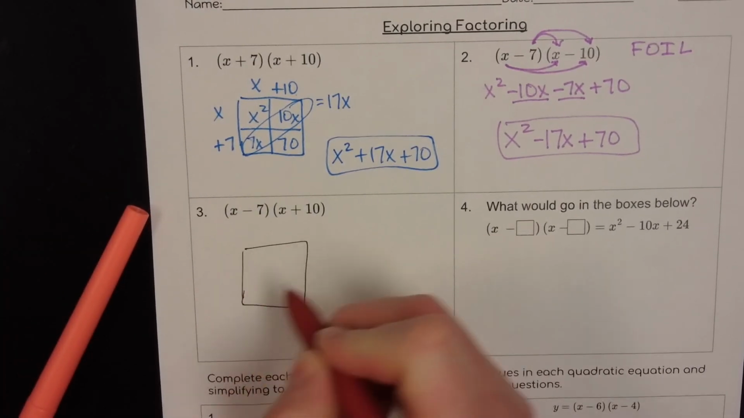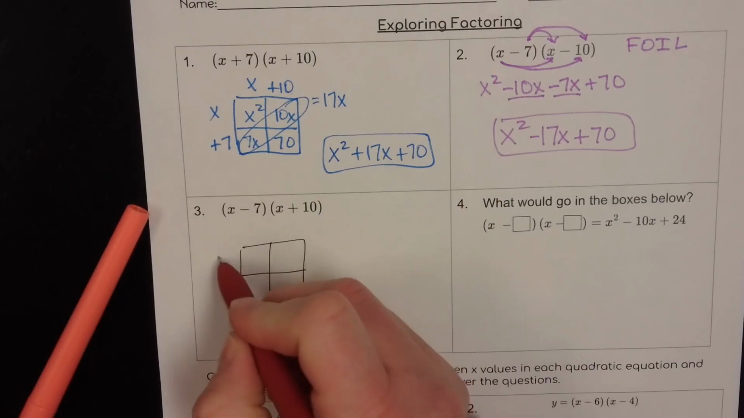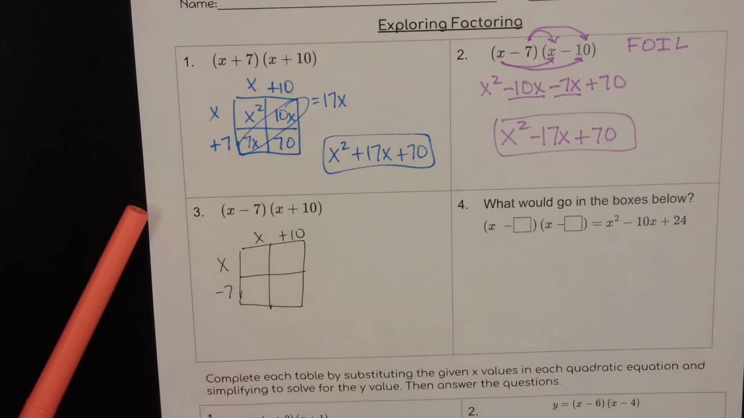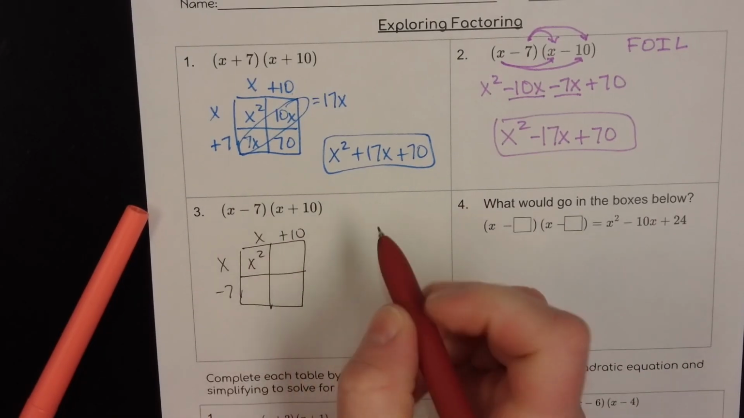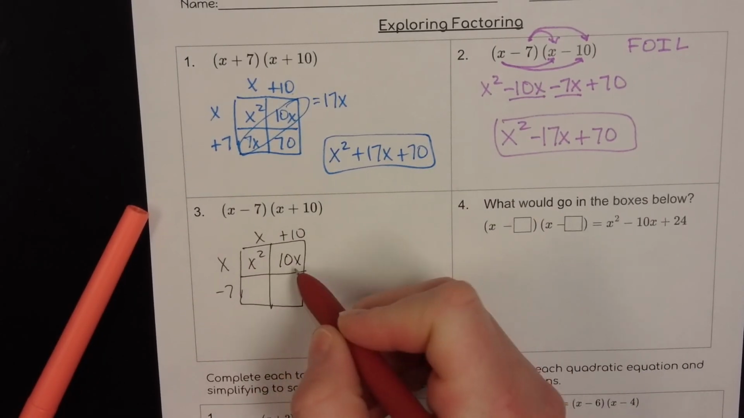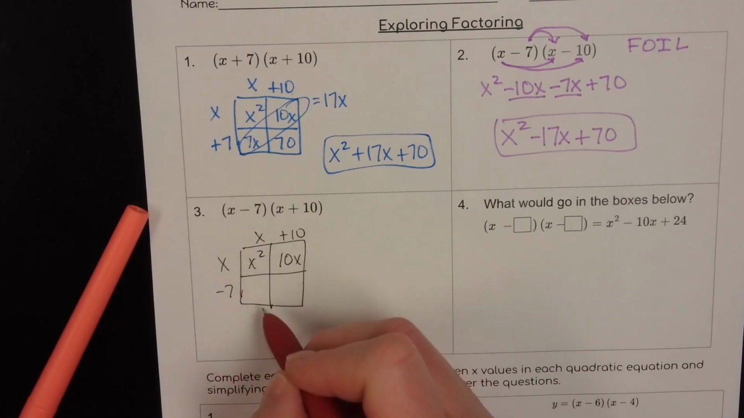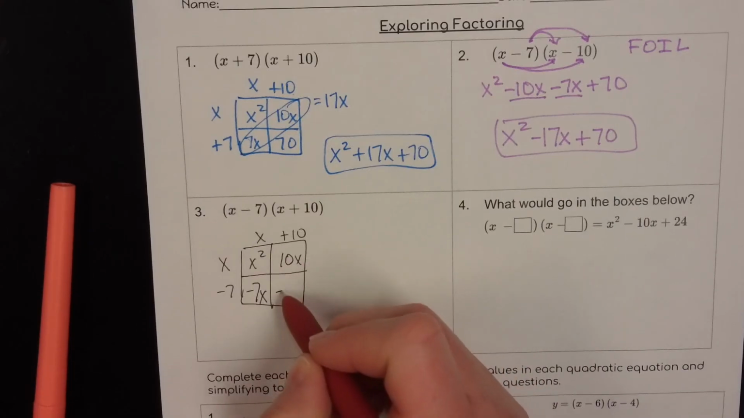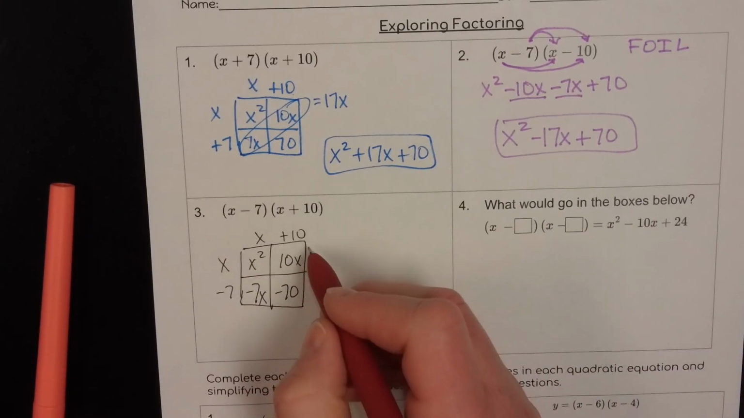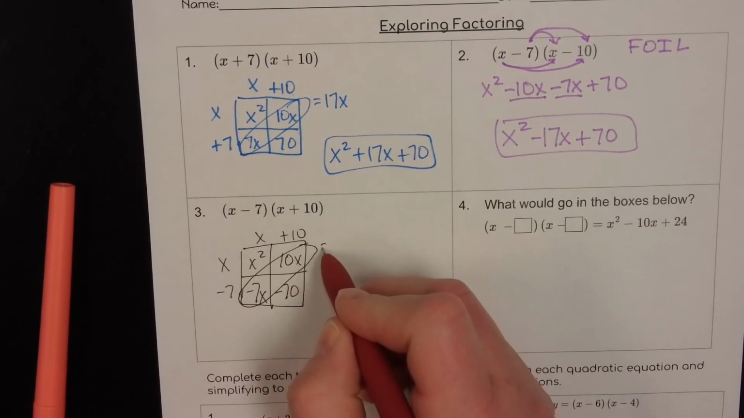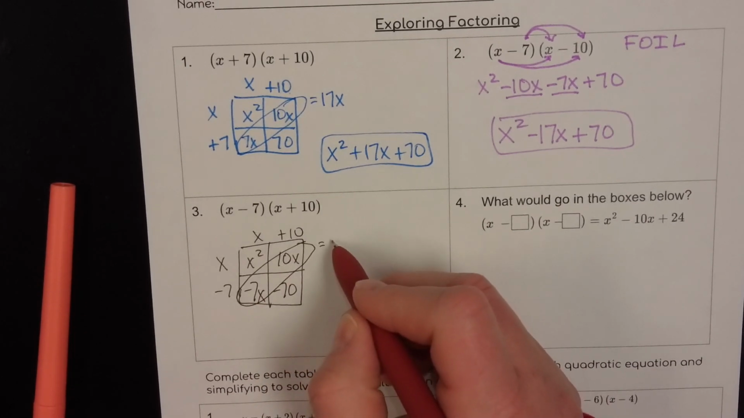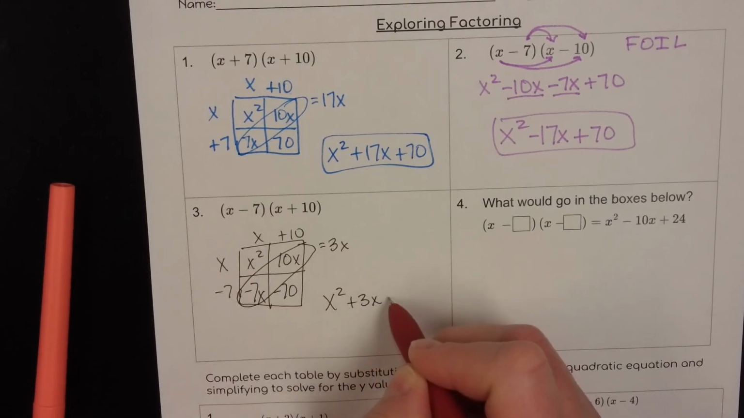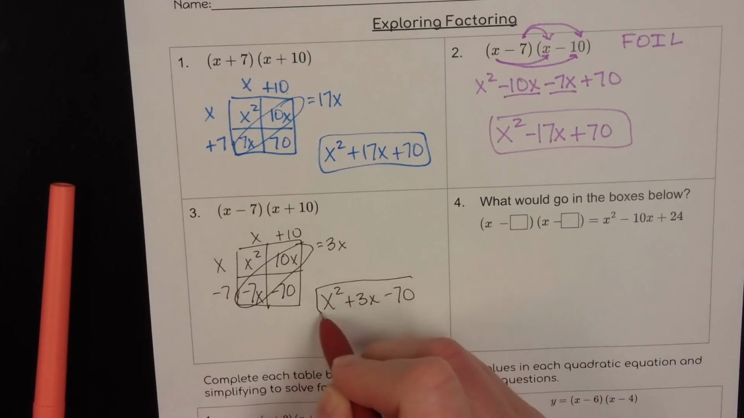Your box method again. We have x minus 7 and x plus 10. Okay, x and x make x squared, x times 10, 10x. Now, watch your sign, because negative 7 times x is negative 7x, and negative 7 times 10 is negative 70. When we add our diagonals on this one, it's 10 minus 7, so you get 3x. Be careful, make sure your signs are correct. Bring down that minus 70.